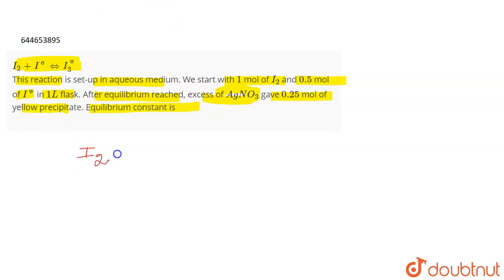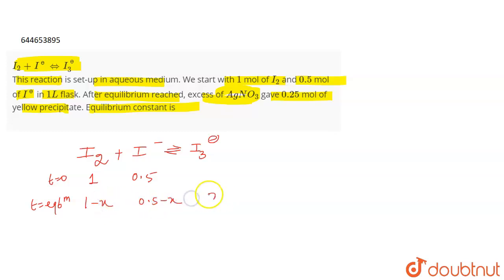So the reaction is I2 plus I negative gives I3 negative. Now it is given that initially we are starting with 1 mole of I2 and 0.5 mole of I negative, right? Now at equilibrium, what is happening? At equilibrium, if X moles of I2 react, X moles of I negative will react and X moles of I3 negative will be formed, right?